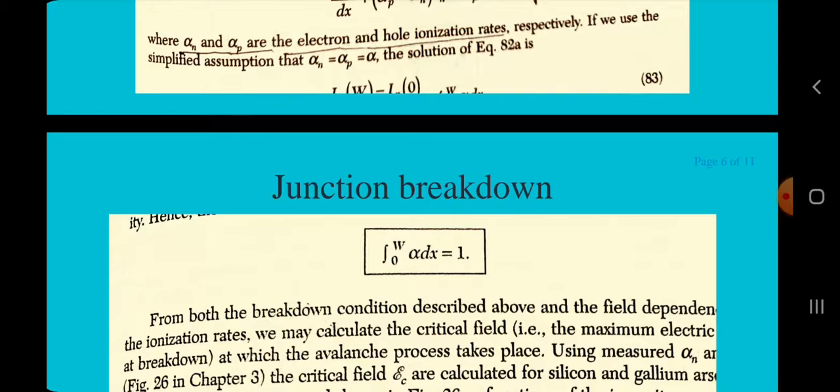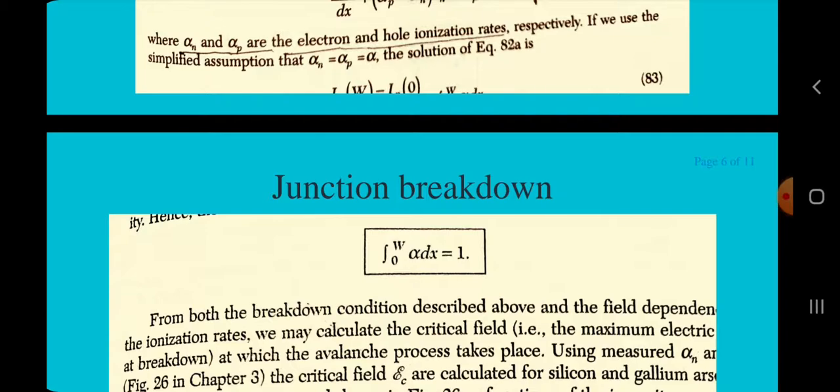From the breakdown condition described and the field dependence of the ionization rates, we may calculate the critical field, that is, the maximum electric field at breakdown at which the avalanche process occurs. Using measured αn and αp, the critical field EC is calculated for silicon and gallium arsenide one-sided abrupt junctions as a function of the impurity concentration of the substrate.